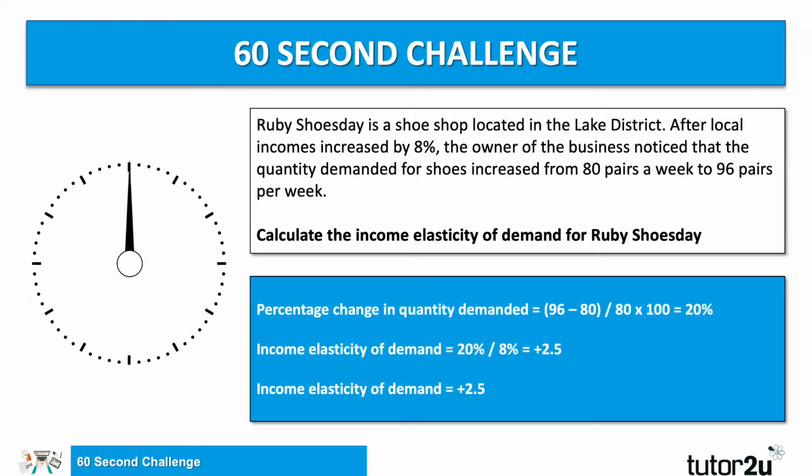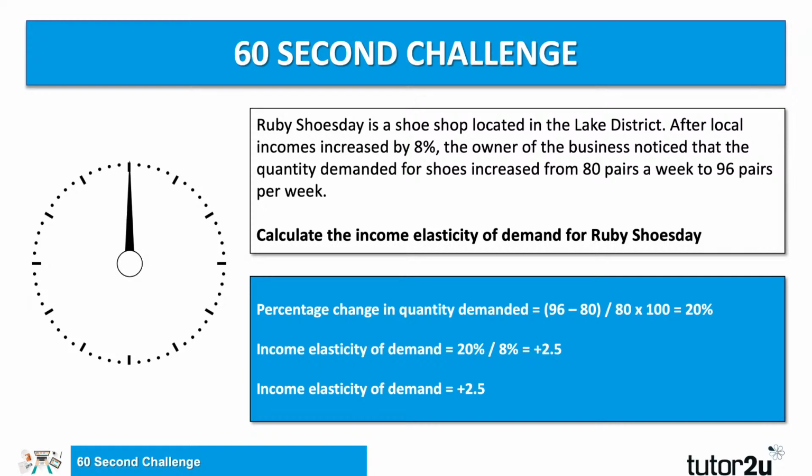Now, the answer is plus 2.5. There was 2.5% in the chat window. That's incorrect. It's not a percentage. It's plus 2.5. So we've got the percentage change in quantity demanded. Remember, it's really important that you understand how to calculate percentage increases and decreases. The simple way is the difference divided by the original times 100. So we've got the percentage change in quantity demanded is 20%.